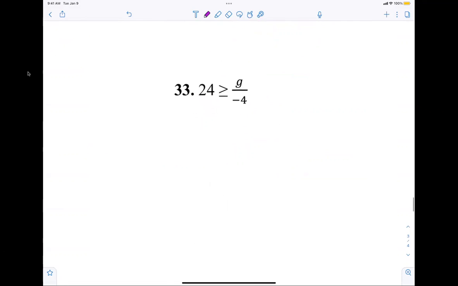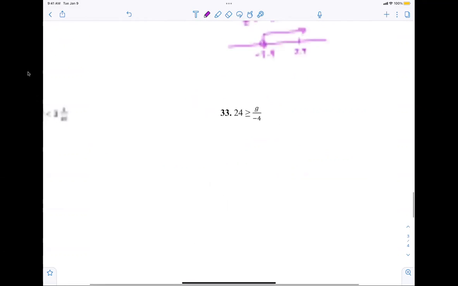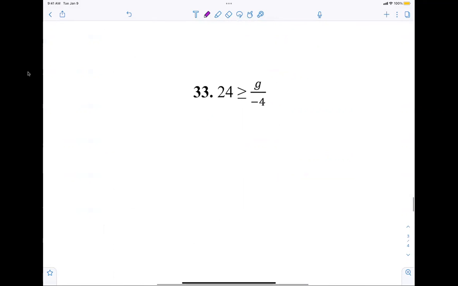I've already got Max doing number 33. Max, tell me what to do. You multiply by negative 4. Multiplying by negative 4, you get 20 times 4, 80, 4 times 4, 16, so 96. Positive or negative? Negative. What do I do to the inequality sign? You switch it. That's right.